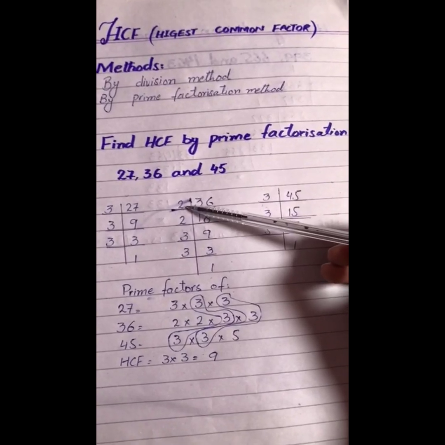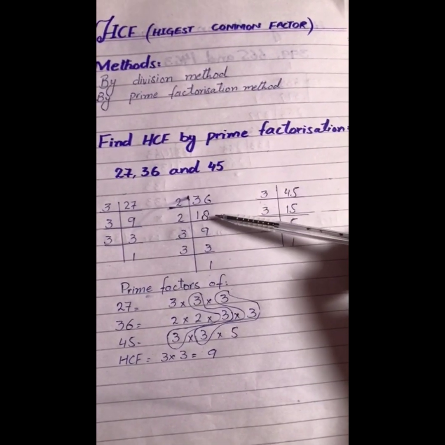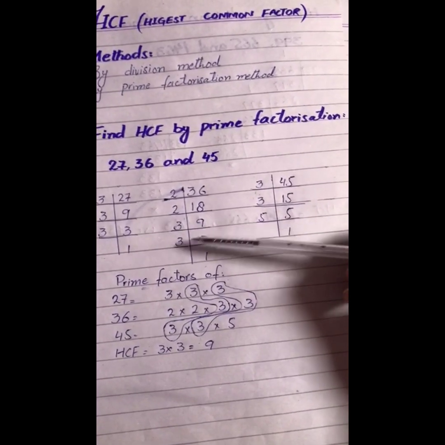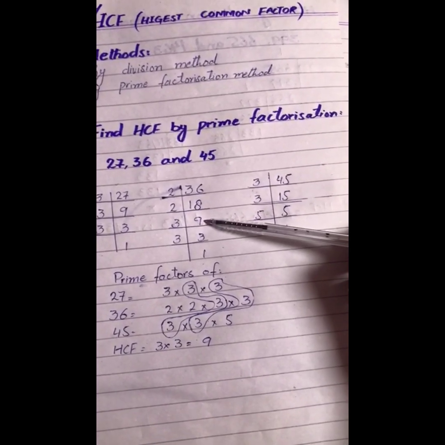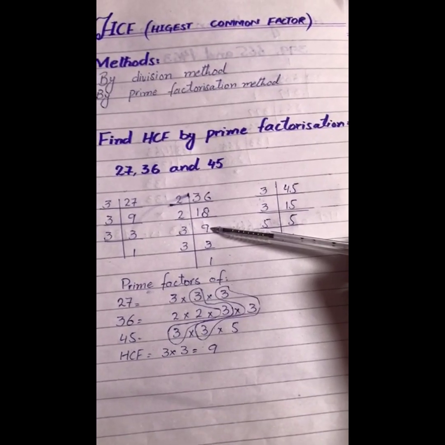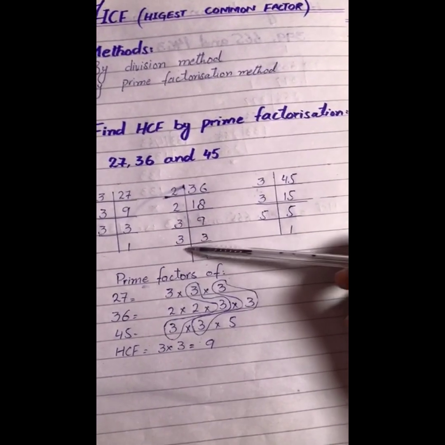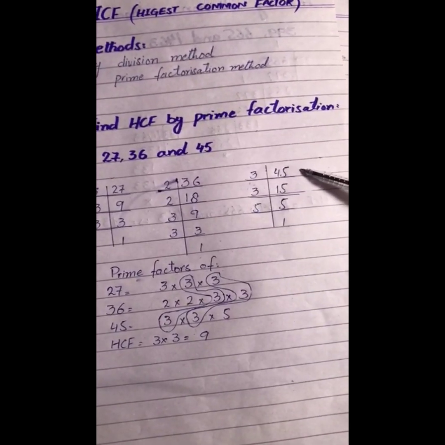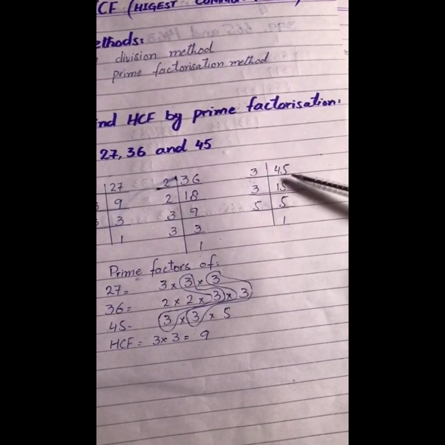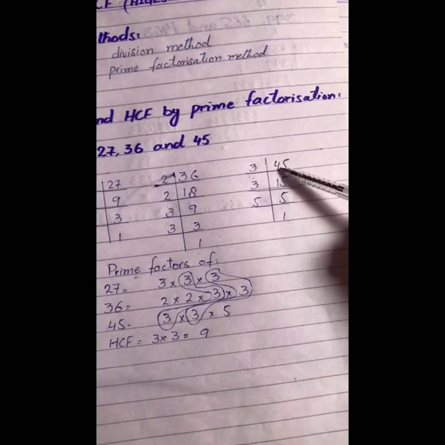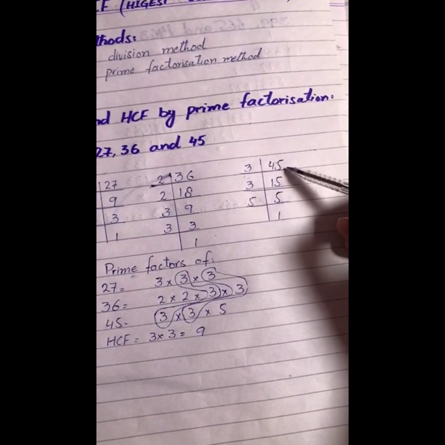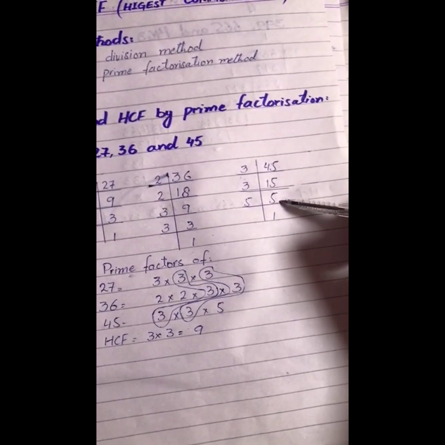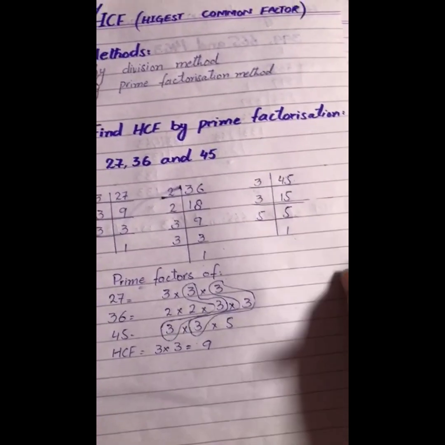After that we have 36 and the smallest factor of 36 is 2. So 2 18s are 36, 2 9s are 18, 3 3s are 9 and then 3 1s are 3. After that we have the third value, 45, and the smallest factor of 45 is 3. 3 15s are 45, then 5 3s are 15 and 5 1s are 5. So 45 has the factors 3, 3 and 5.